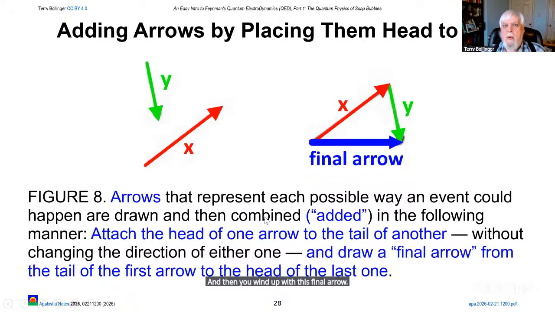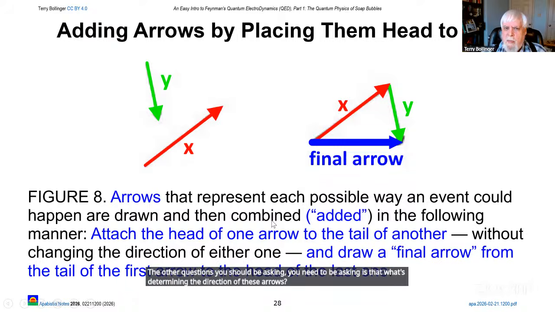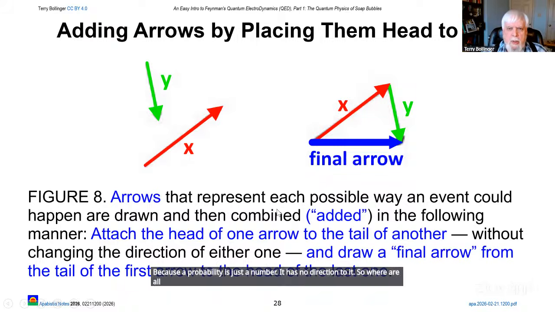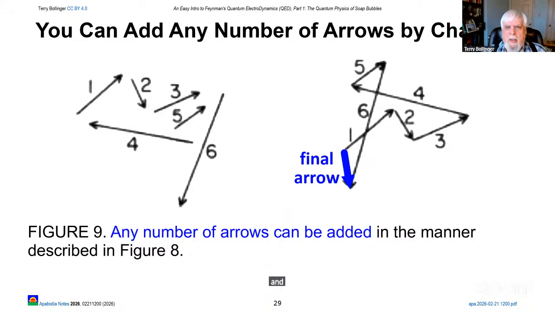So now, if you're looking at this, the other question you need to be asking is, what's determining the direction of these arrows? Because a probability is just a number. It has no direction to it. So where are all these directions coming from? And that was the part, well, first point out, you can keep doing this. It's not just a one-time thing.